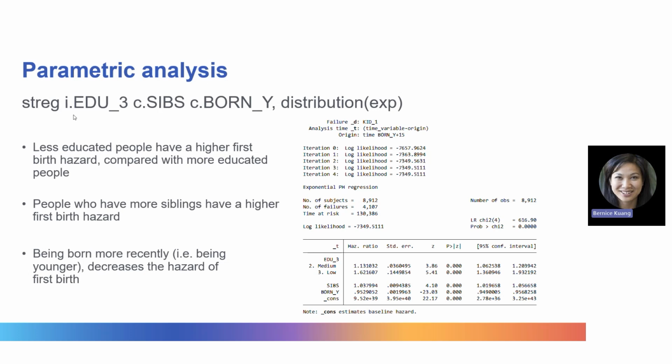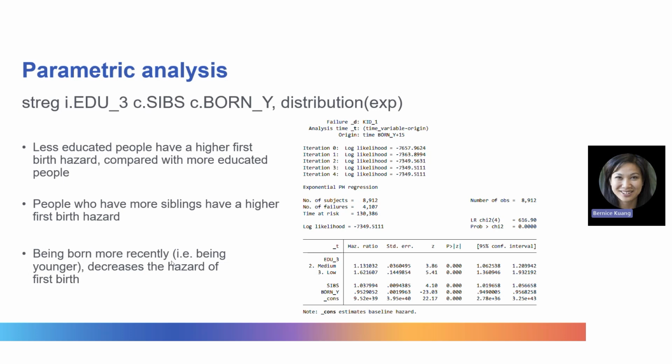People who have more siblings. In our example, this regression has education, number of siblings, and the year you were born. Siblings is continuous, so for each additional sibling you have, your hazard ratio is 1.03. You're 3% more likely to have a first birth in any given interval.